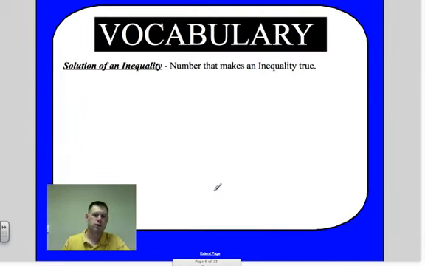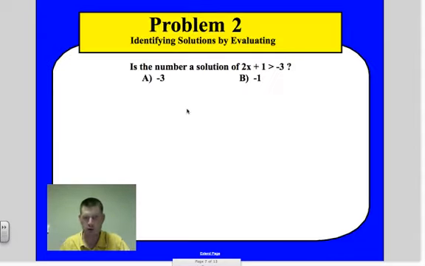Vocabulary here, we say a solution of an inequality. Well, that's a number that makes the inequality true. In an equation, we would use an answer that would make the statement true. Well, that's the same thing for an inequality. It's a number that makes it true. So let's look at problem number 2, which is identifying solutions by evaluating. Is the number a solution of 2x plus 1 is greater than -3? All we're doing here is verifying whether this is a solution.